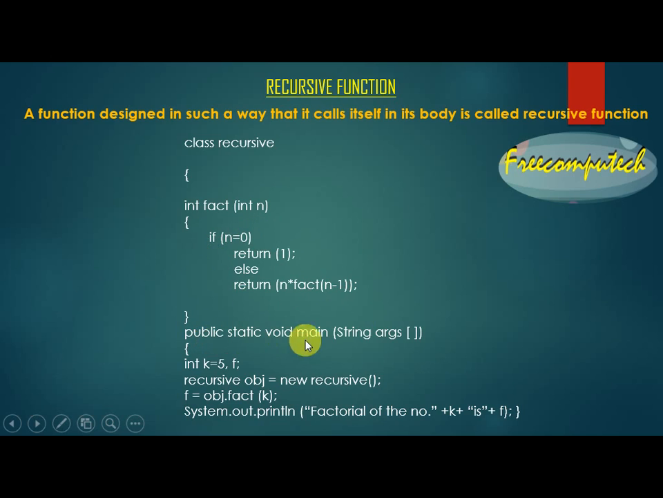Now next, public static void main. In this we have k equals 5 and then f. Now we are creating the object of the class recursive. Then we are invoking the function, f equals obj dot fact, where fact is the function name. Then we are passing the parameter, that is k. System.out.println, factorial of the number k is f. So f will store the factorial.